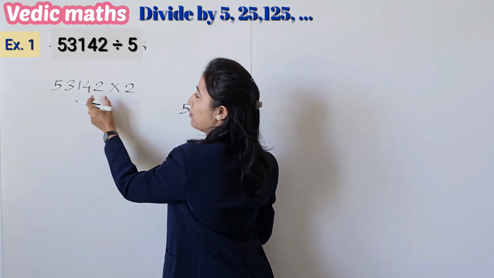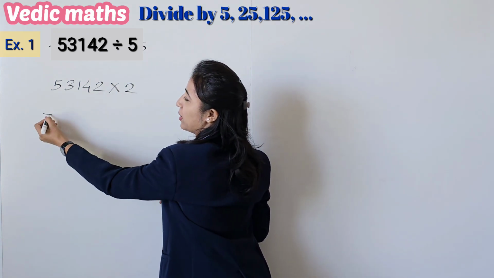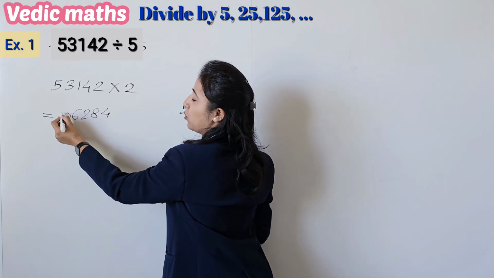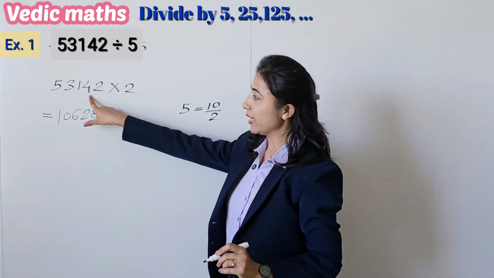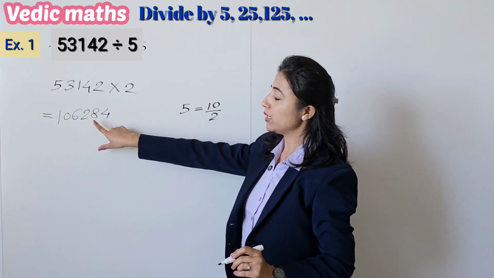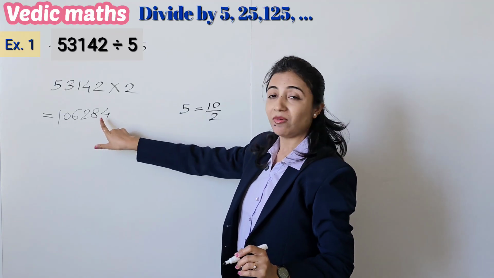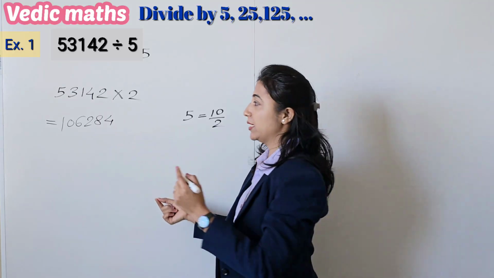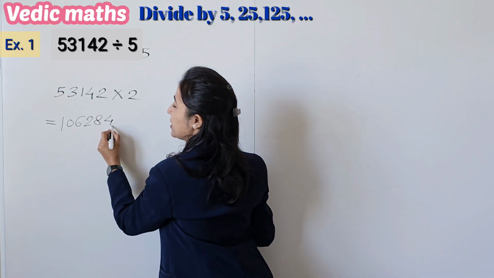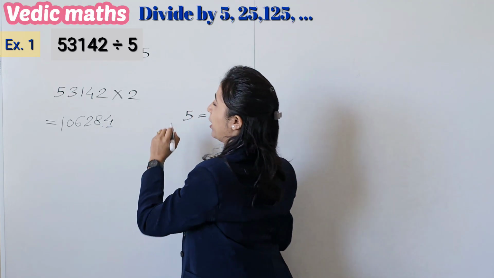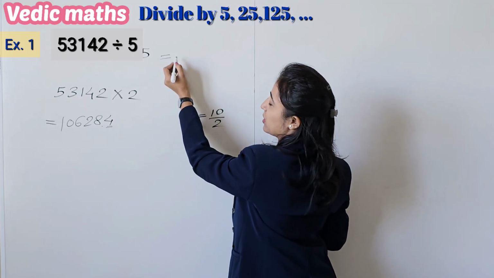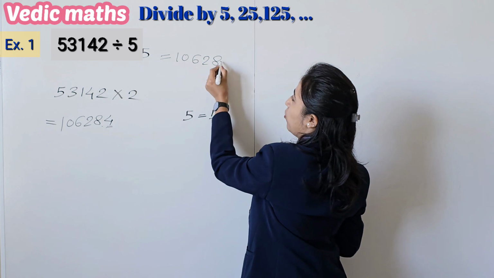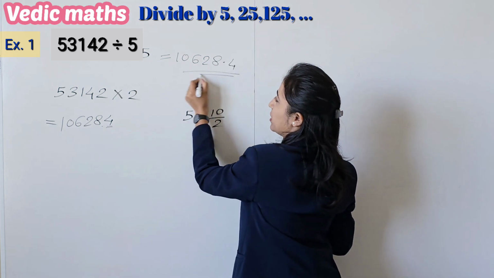So multiply this number by 2, so you will get the double of this number. It is 106284. Now in the next step, just put the decimal point before the last digit. That means here, before the last digit, we have to put the point. So the answer of this question is 10628.4, the division of this number.